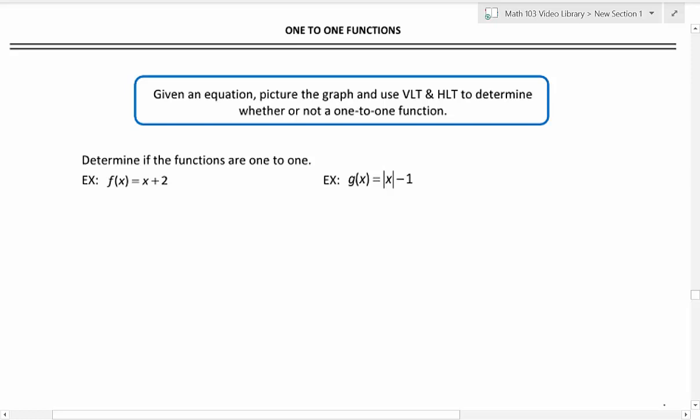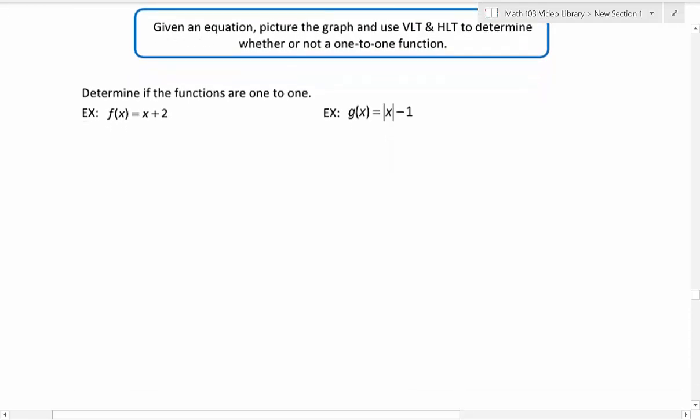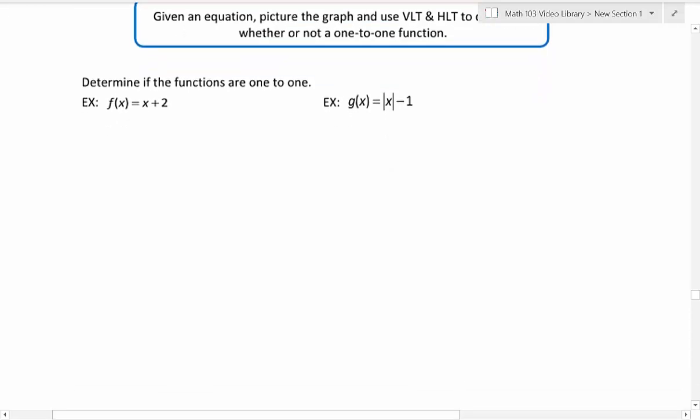Lastly, we're going to look at equations and determine whether the picture of the equation is a one-to-one function. So given an equation, what you want to do is picture the graph and then use the vertical and horizontal line tests to determine whether or not the function is one-to-one. Let's start by looking at f of x equals x plus 2. We want to picture what this graph is. Well, this is a line with a y-intercept of (0, 2) and a slope of 1.